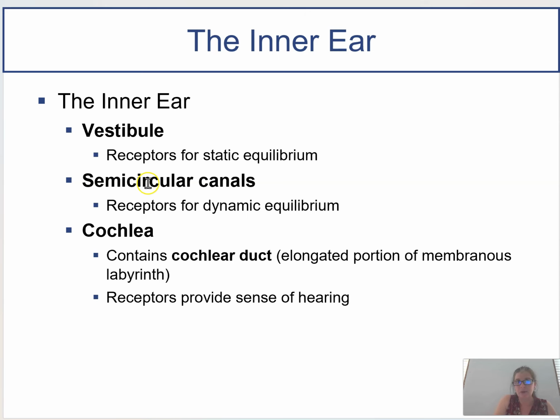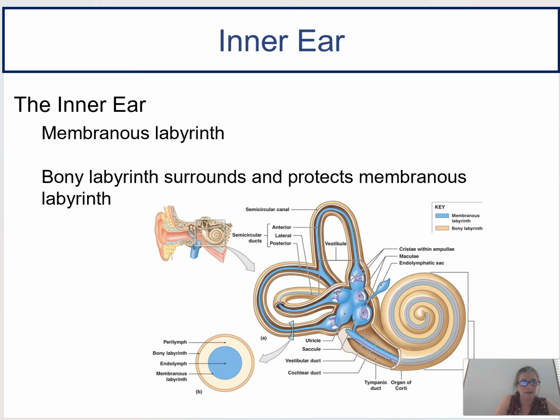There's the vestibule, the semicircular canals, and the cochlea. Now, the cochlea we're going to start with, that's our receptor for hearing. It has something called the cochlear duct. The vestibule and the semicircular canals are going to focus on balance or equilibrium. So the vestibule is in the middle.